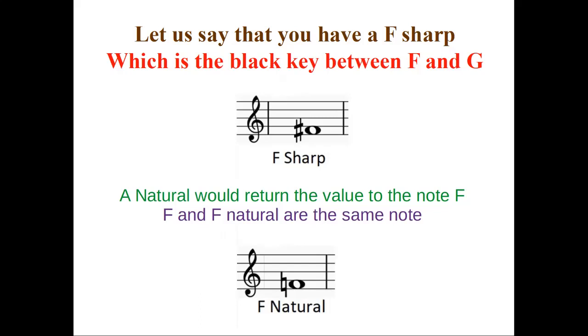Let us say that you have an F sharp, which is the black key between F and G. If you look at the diagram below, you can see that's how F sharp is written: the F with the pound sign, or the sharp sign, in front of it. A natural would return the value to the note F. F and F natural are the same note. And there again, you can see how the F natural looks in the diagram below.